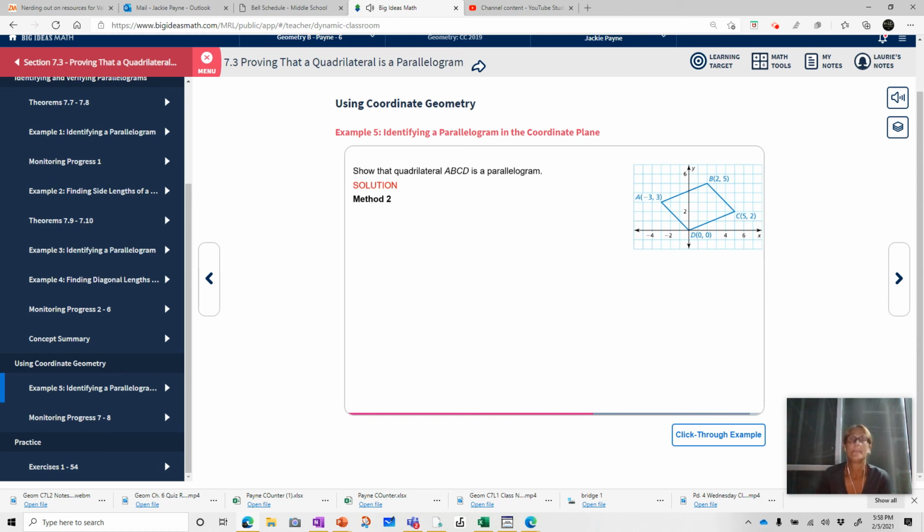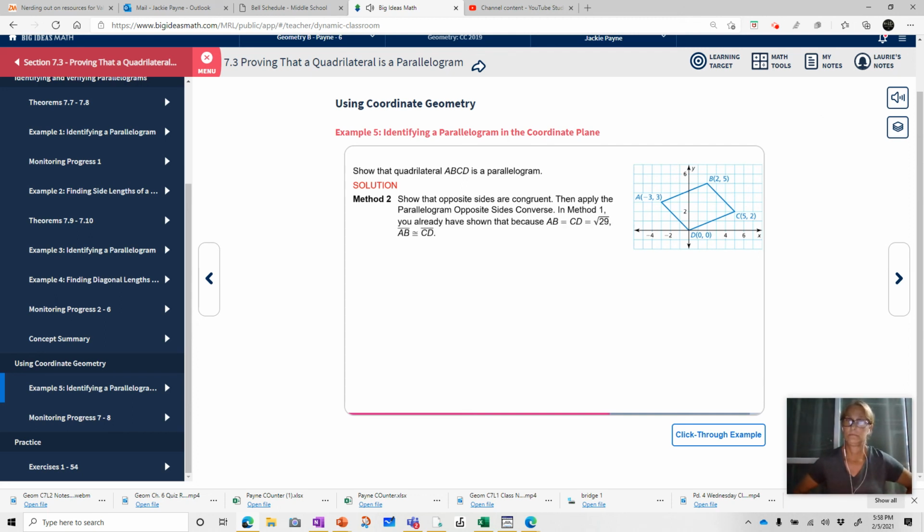Method 2. Show that opposite sides are congruent. Then apply the parallelogram opposite sides converse. In method 1, you already have shown that because AB equals CD, which equals the square root of 29, segment AB is congruent to segment CD. Now find AD and BC. AD is equal to the square root of the quantity negative 3 minus 0 squared plus the quantity 3 minus 0 squared, which equals 3 times the square root of 2.